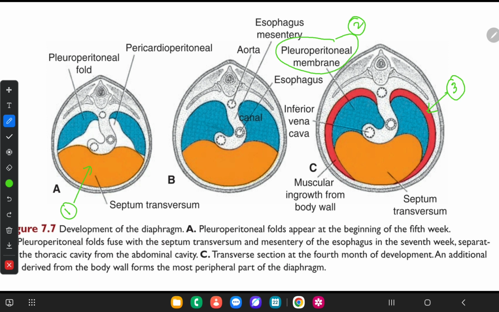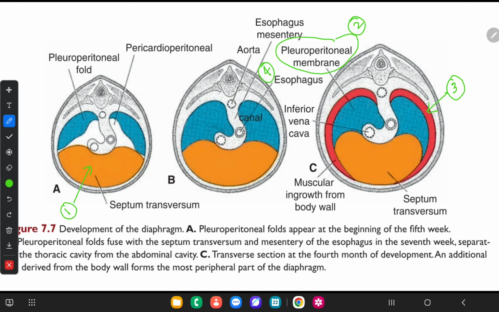Then the mesentery of the esophagus is the fourth part, which gives rise to the crura of the diaphragm. The crura of the diaphragm are developed from the mesentery of the esophagus.